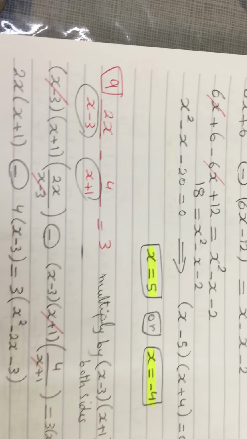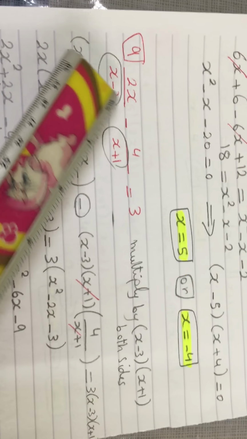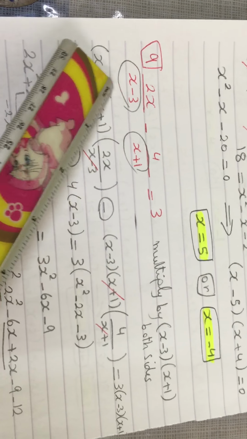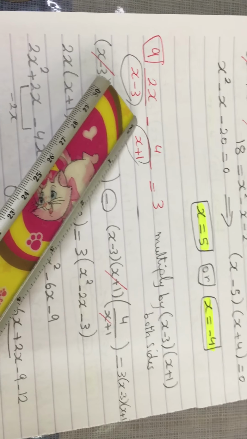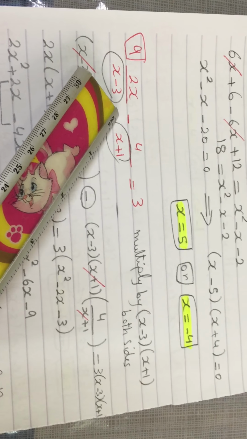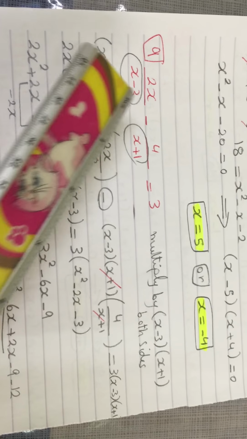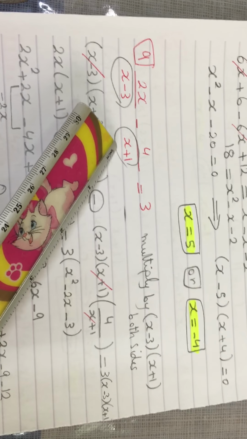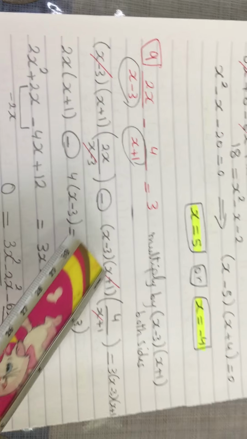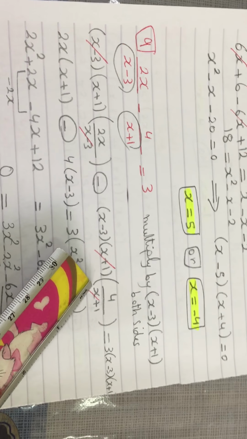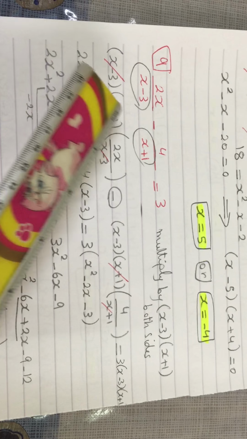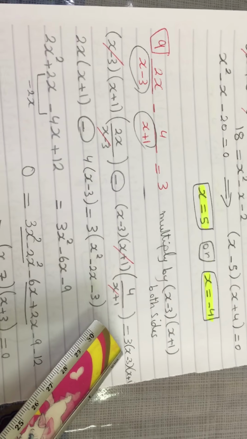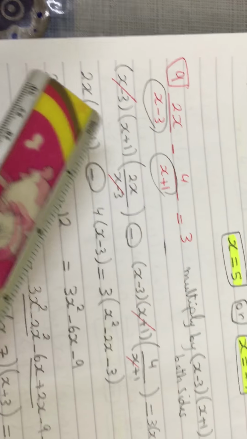So I'll multiply both sides by these two brackets, x minus 3 times x plus 1, as you see here. Multiply by the 2x over x minus 3. Negative, again negative, because it's an important sign. Okay, and also the same denominator, x minus 3 times x plus 1, multiply by 4 over x plus 1, equal the right side 3, multiply the two denominators, x minus 3 times x plus 1, as we used to do. Now, start to simplify.